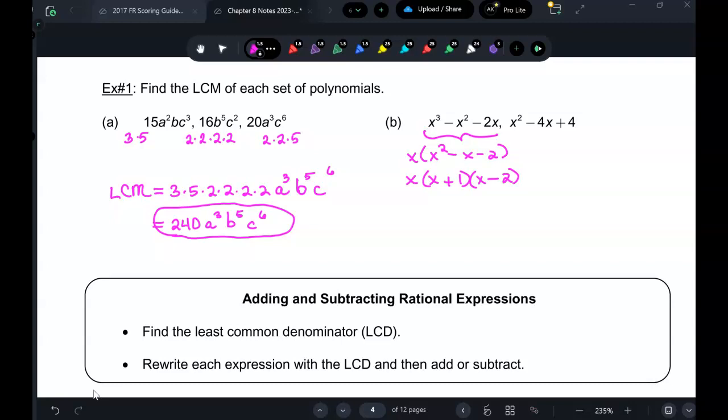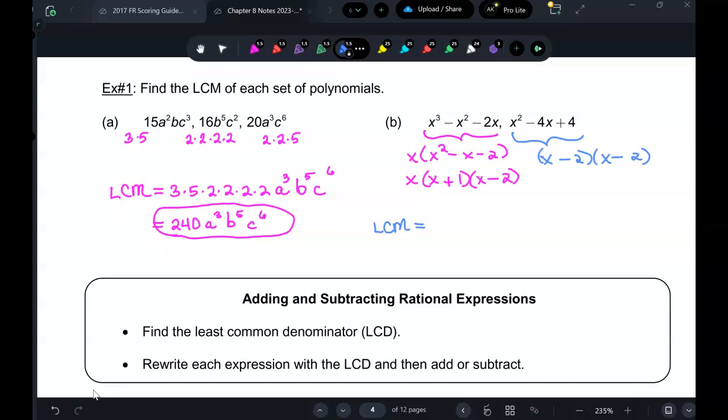Okay. Now, let's factor this part. What multiplies to 4? Okay, I got it. 2 and 2. And they both have to be negative. Okay, so my least common multiple.